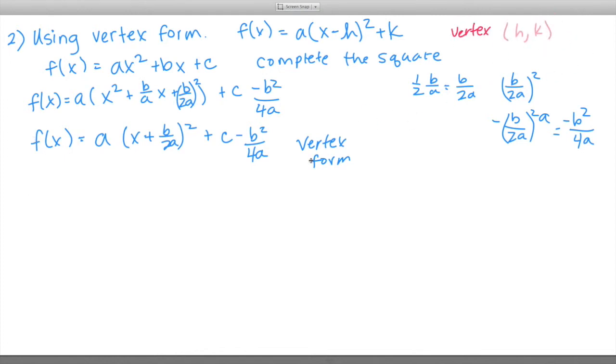So the vertex, that's just my h comma k, is going to be negative b over 2a, because it is x minus h, so we have to add a negative there, comma, c minus b squared over 4a. This is the same as if we were to take that negative b over 2a and put it back into my function for x. We would get out c minus b squared over 4a.